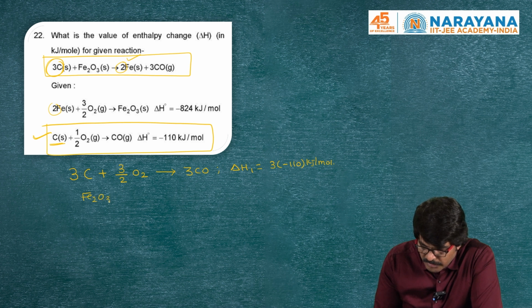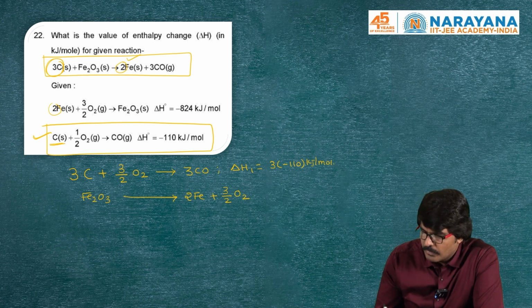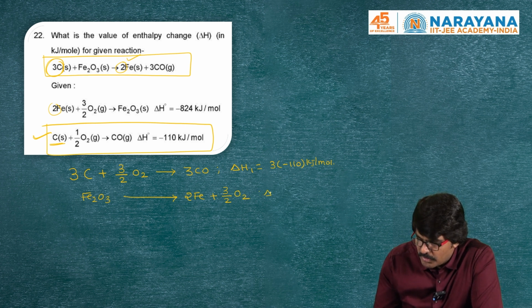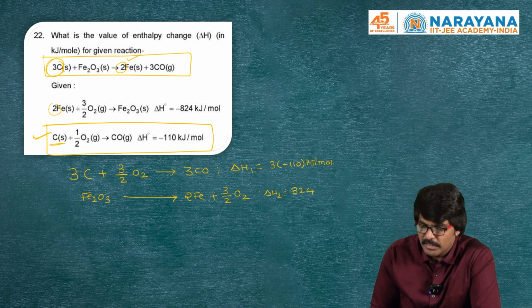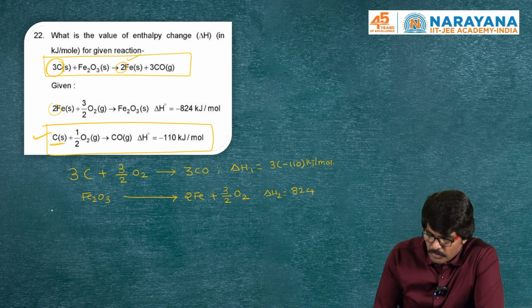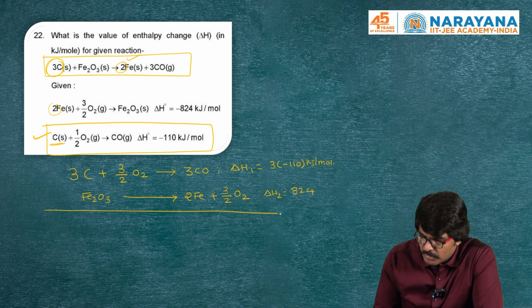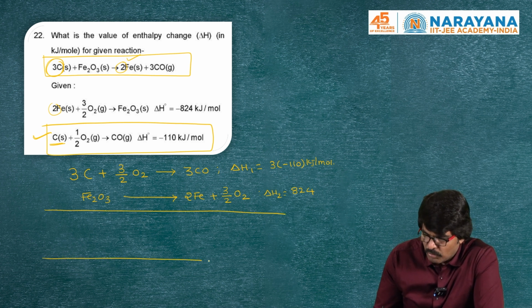Let me reverse the second reaction, that is Fe2O3, that gives 2 moles of iron and 3 by 2 moles of oxygen. And since the reaction is reversed, the exothermic reaction becomes endothermic. So that becomes delta H2 is 824 kilojoule per mole. So according to the required equation, you need to add both the equations.